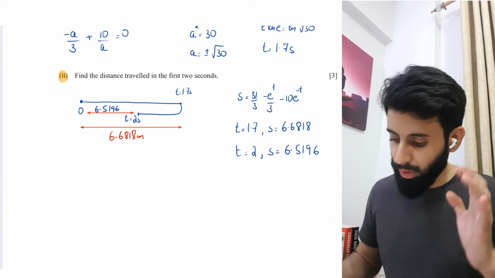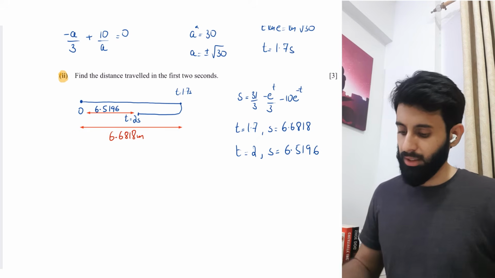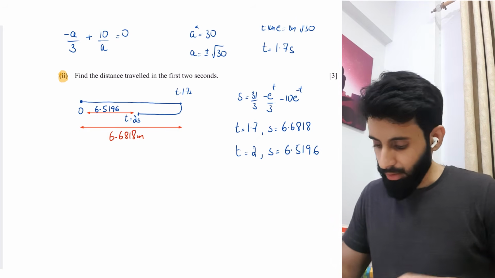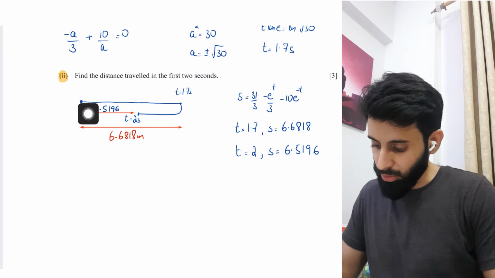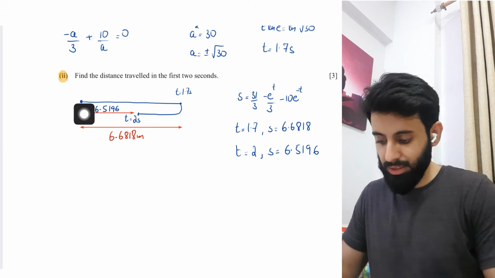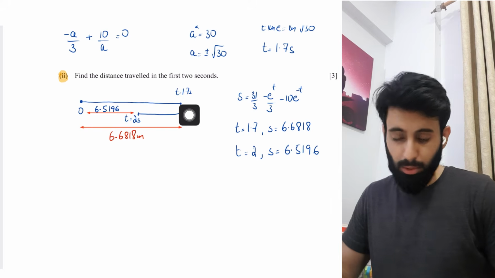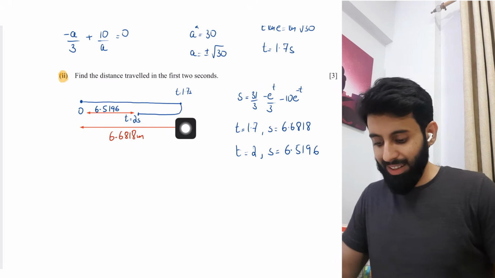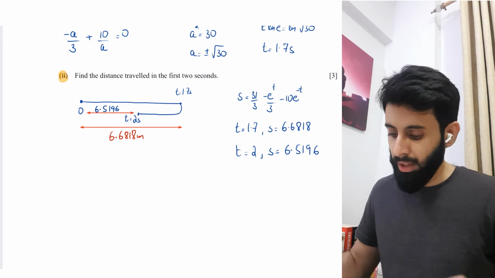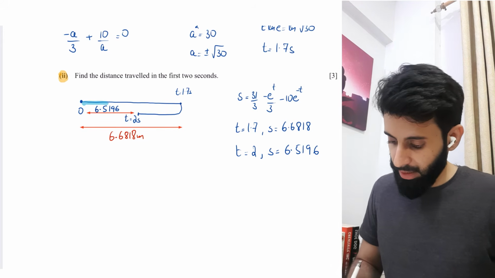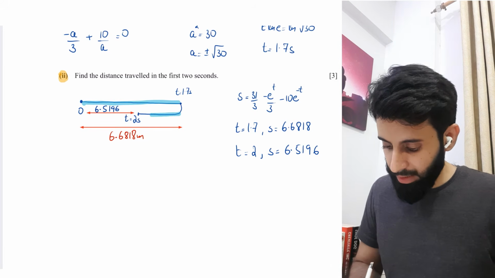Now remember, students, what we have to work out is the total distance. First, let me explain what the question means by total distance. The total distance is basically the distance traveled from t equals 0 to t equals 1.7, and then the distance traveled from t equals 1.7 to t equals 2. In simple terms, it's basically the length of this line and the length of this line.